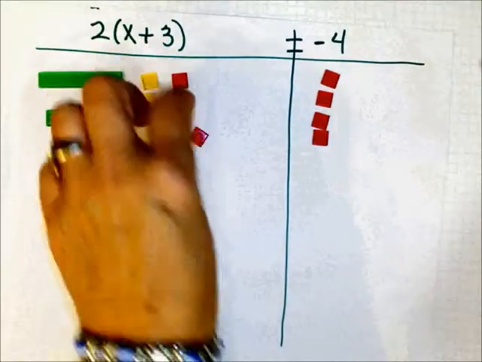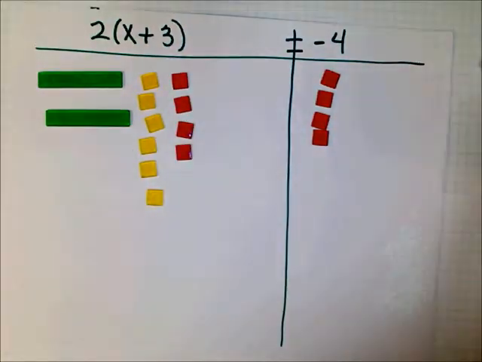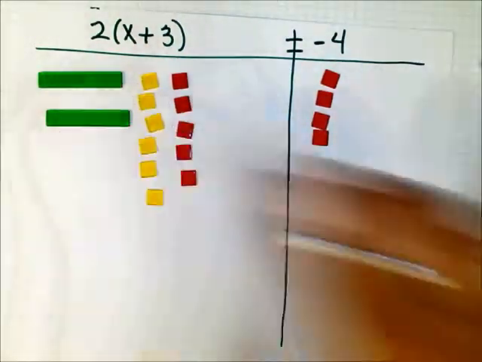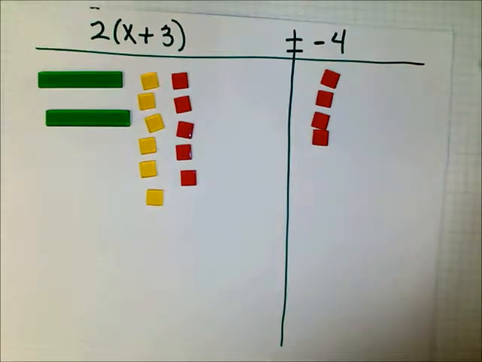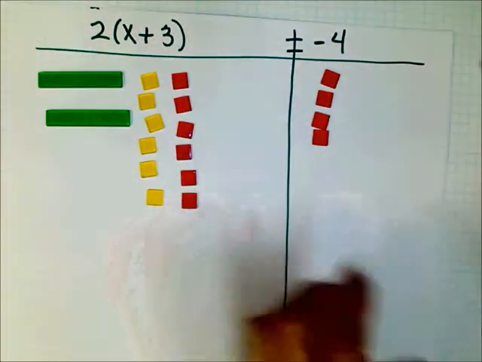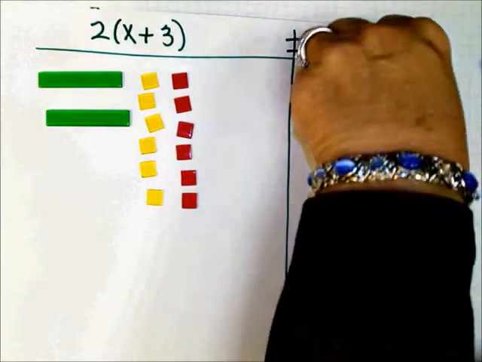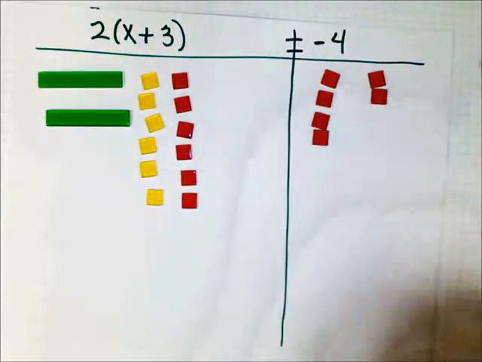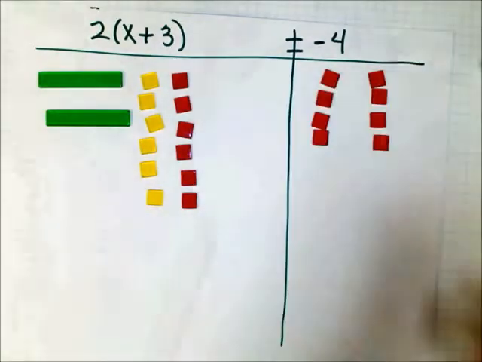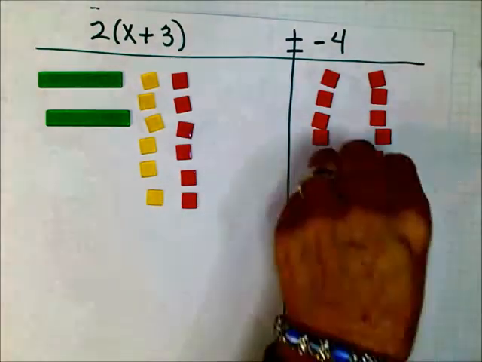5, 6. Okay, and then I'm going to have to do the same thing to the right hand side. So I'm going to place 6 more here. 1, 2, 3, 4, 5, 6.